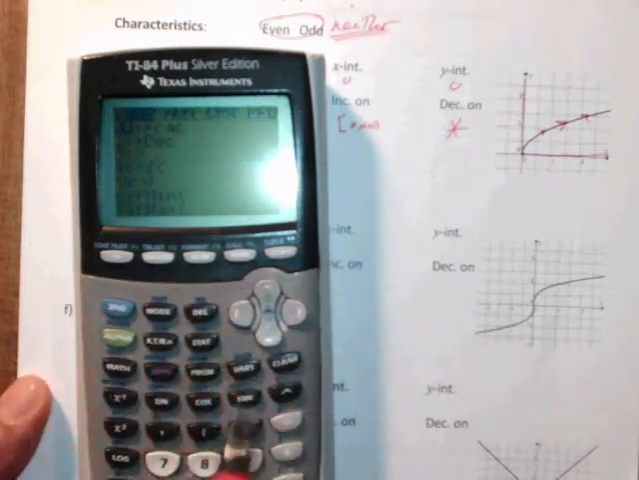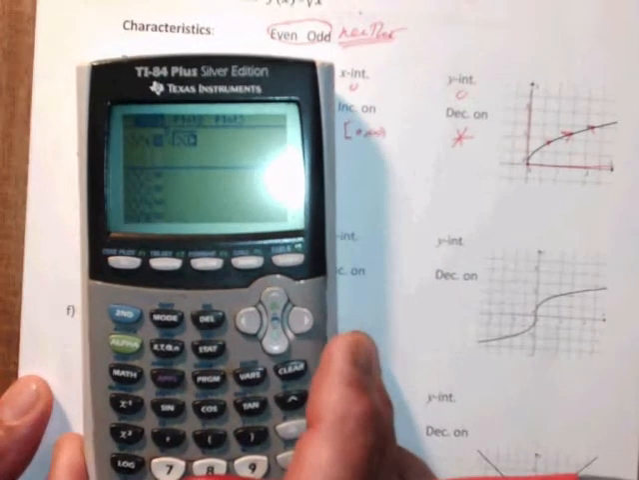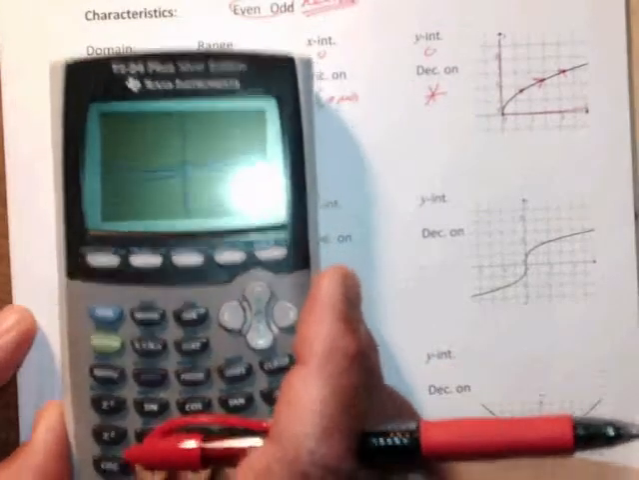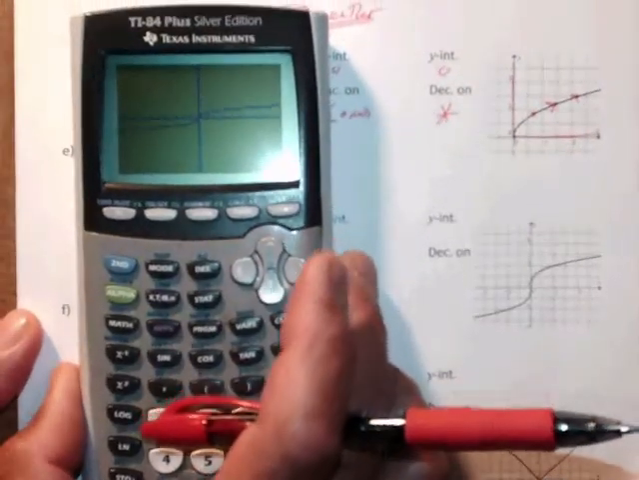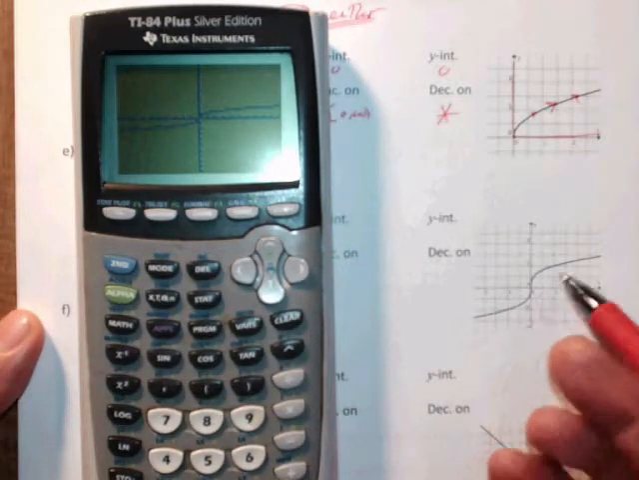Math, you see, number 4, cube root of x. If I say graph, it looks just like the one I have. Of course, my window is a little bit different. That's why maybe it's a little bit flatter than the one I have. But basically the same thing.